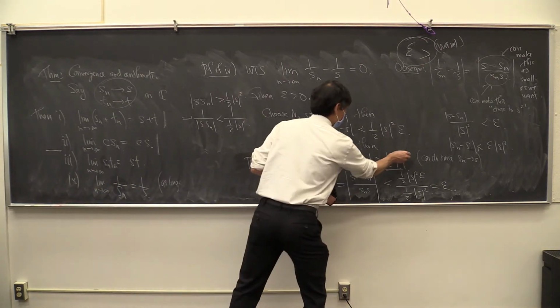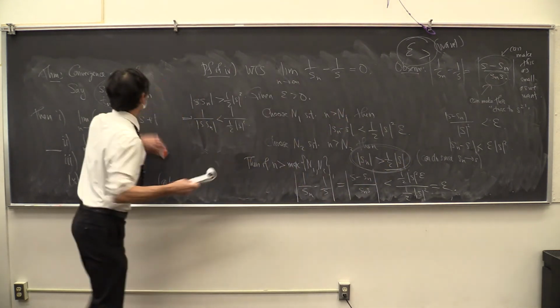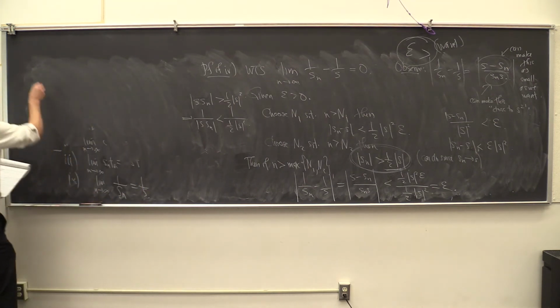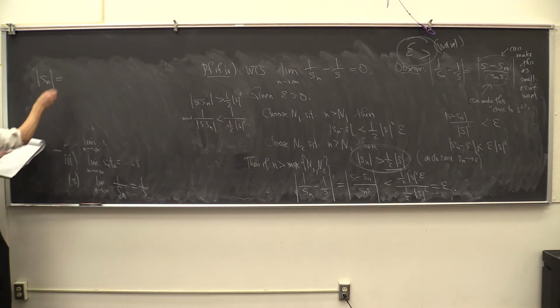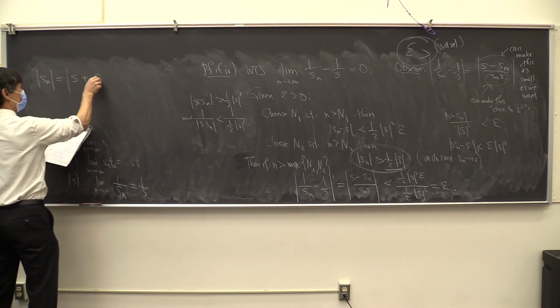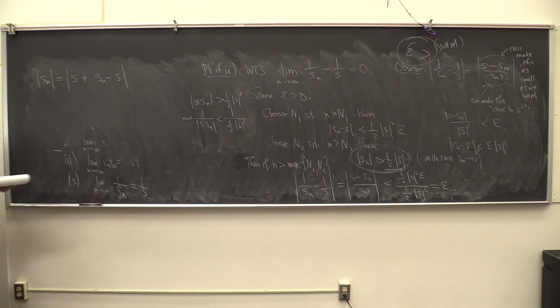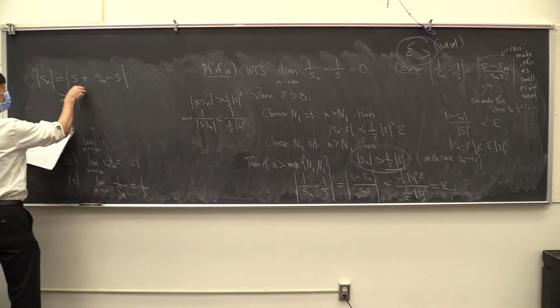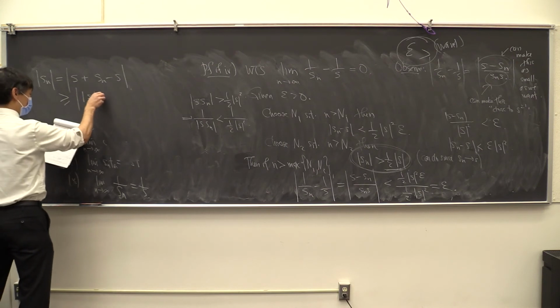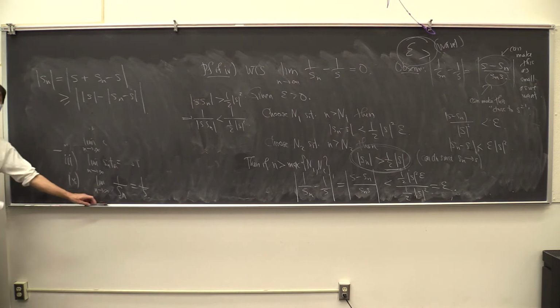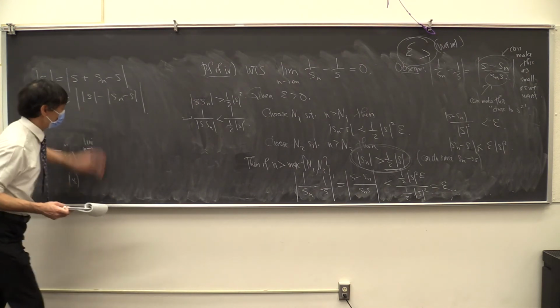Let me spell this part out a little bit more clearly, just to be instructive. So look, this thing I can write as S plus Sn minus S, right? And by the reverse triangle inequality, I can write that as greater than or equal to |S| minus |Sn minus S|. Remember the reverse triangle inequality that we saw before.